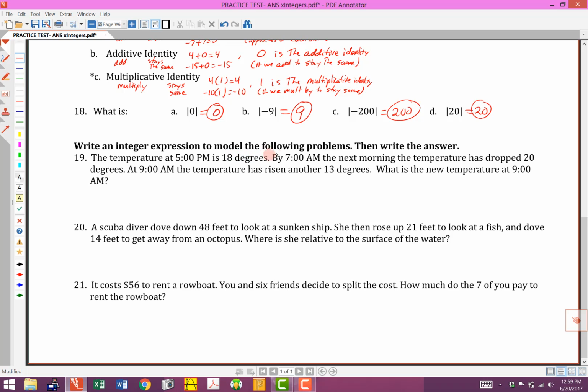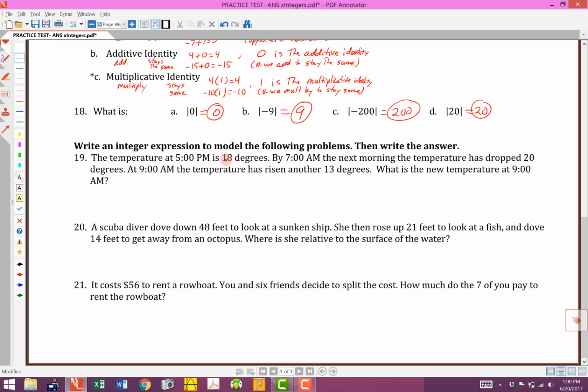Write an integer expression to model the following problems, then write the answer. So the temperature at 5 p.m. is 18 degrees. By 7 a.m. the next morning, the temperature has dropped 20 degrees. And then at 9 a.m., the temperature has risen another 13 degrees. What is the new temperature at 9 a.m.? All right, so we got a bunch of numbers and times floating around here. Let's kind of dissect this.